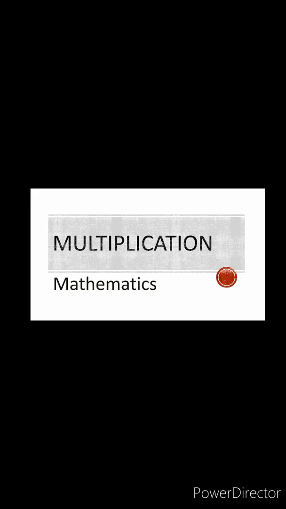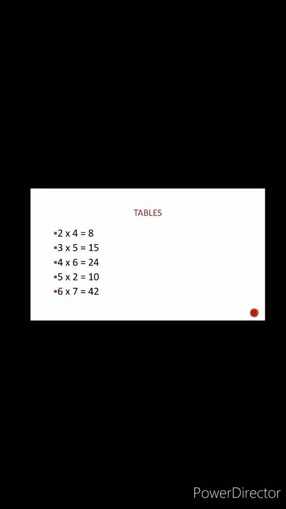Today, we are going to learn something new in which we will use tables. Yes, students, we will use tables in it. Like 2 times 4 is 8, 3 times 5 is 15, 4 times 6 is 24, 5 times 2 is 10, 6 times 7 is 42. Students, if you want to make your multiplication more perfect, you have to learn the tables first. Tables from 2 till 10 at least, so that you will be perfect in solving multiplication questions.